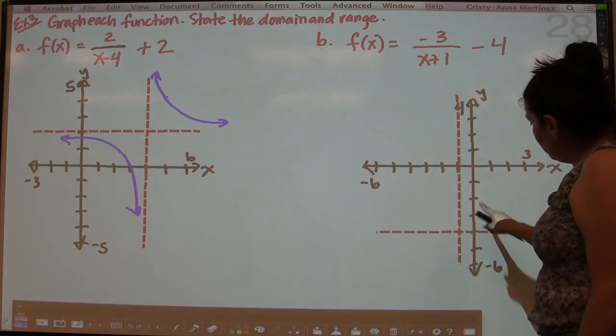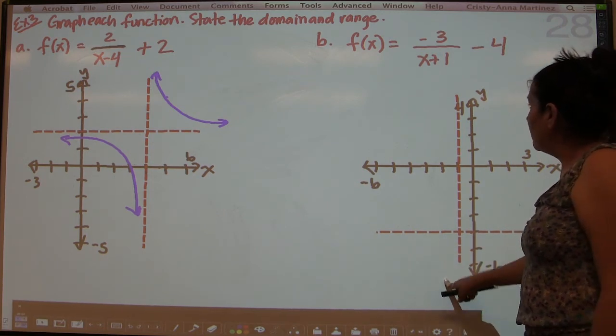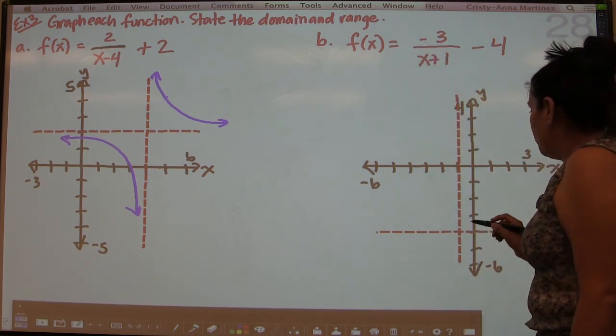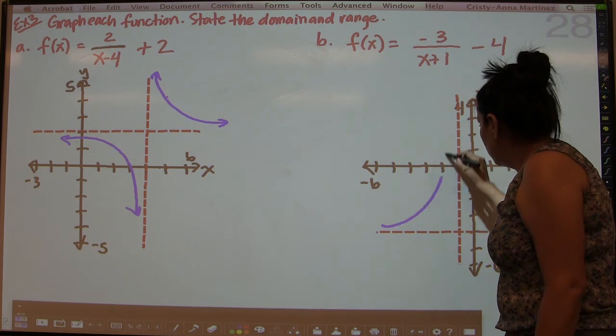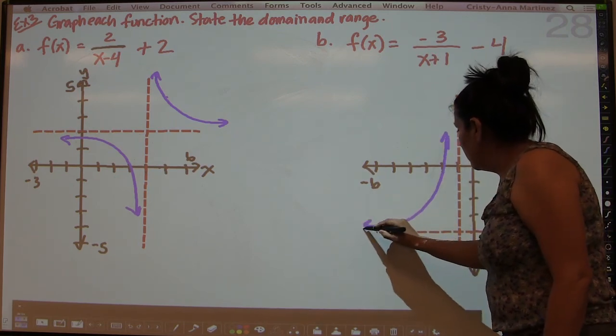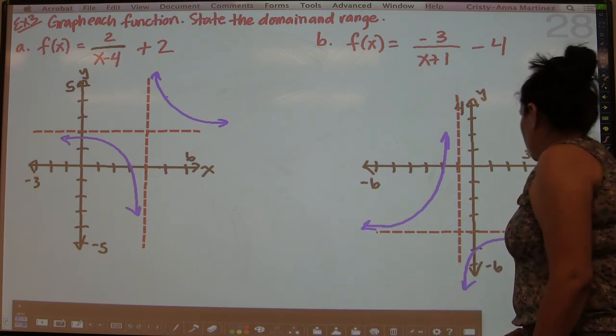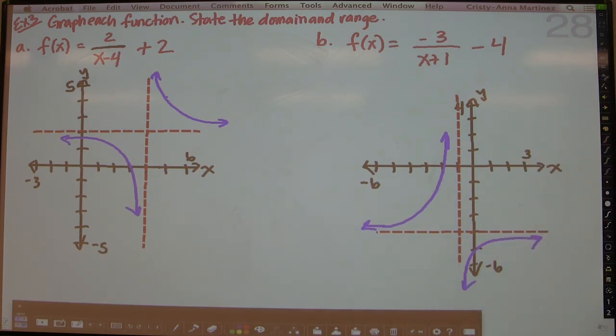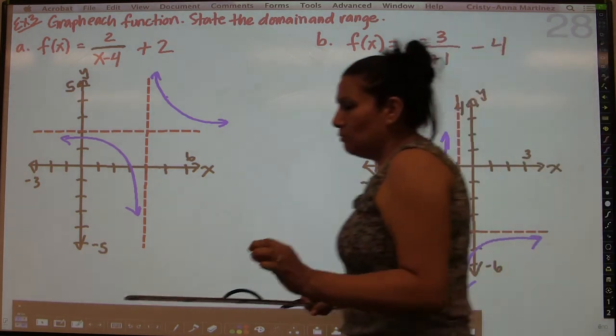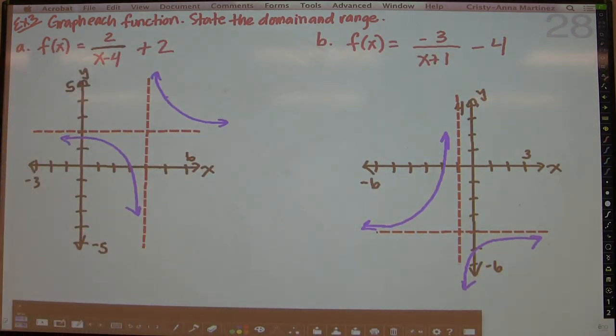And normally I would put my branches here and here, but because it's negative, I'm actually going to put my branches over here and over here. Okay? And the 3 is going to stretch it vertically, and if you want to get more precise values, you can always test a point.